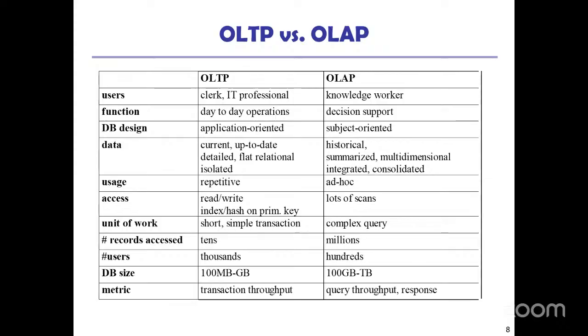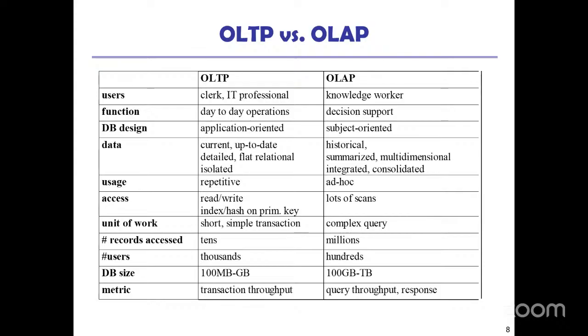These are the terminologies related to data warehouse. Remember, when it comes to data warehouses, these two techniques are very important: OLTP and OLAP, online transaction processing and online analytical processing. Who are the users of OLTP and OLAP? Just see the difference. When it comes to OLTP, the users are clerks and IT professionals. When it comes to analytical processing, the user is the knowledge worker.